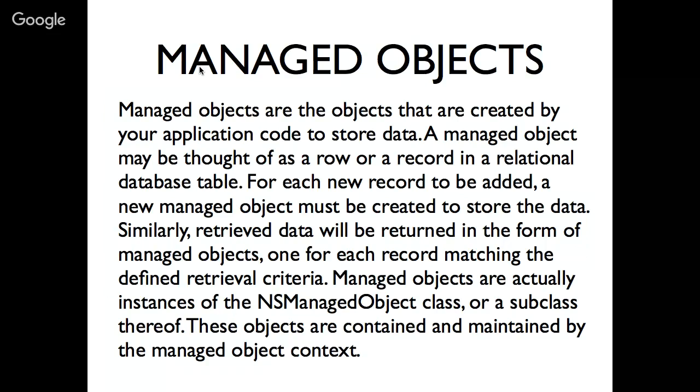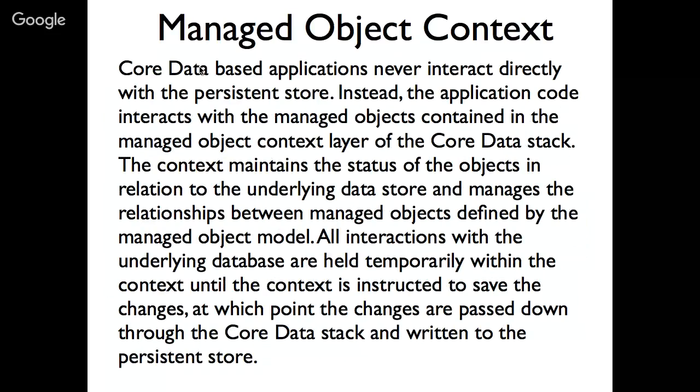Managed objects are actually instances of what's called NSManagedObject, and you'll see that in the code in a second, or a subclass thereof. These objects are contained and maintained by the managed object context. Now, all this sounds very confusing, but when you actually see it happen and work, it's pretty simple. It does a lot for you in the back end. Core Data applications never interact directly with the persistent store, or in this case, the SQL database.